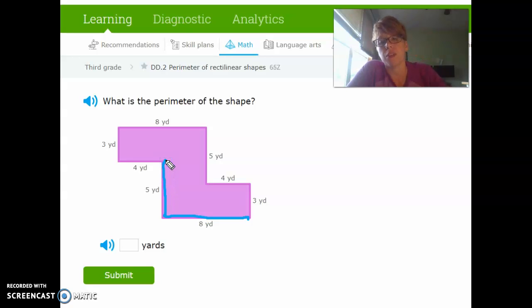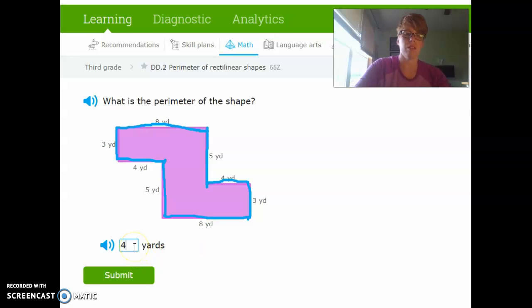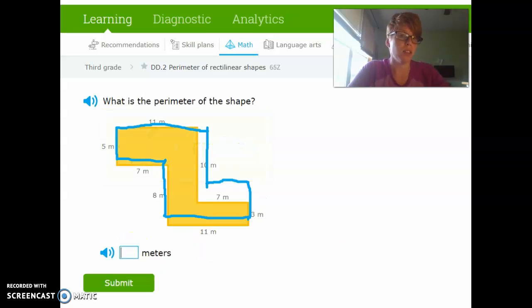13. 13 plus 4 is 17. 17 plus 3 is 20. 20 plus 8 is 28. 28 plus 5. Now, this is where you could start writing things down if they get a little tricky for you. But 28 plus 5 is what? 33. 33 plus 4 is 37. And 37 plus 3 is 40. Terrific, and so are you.